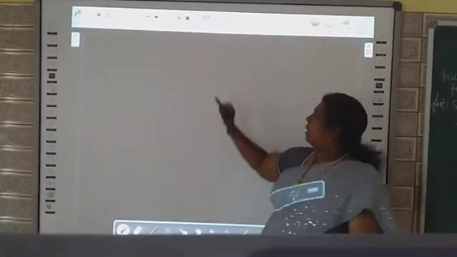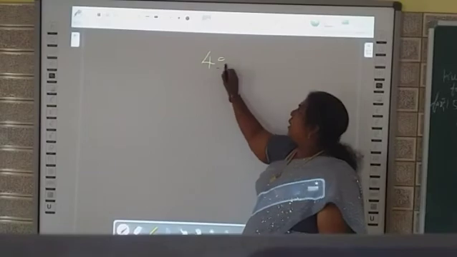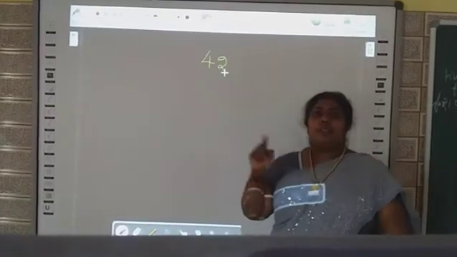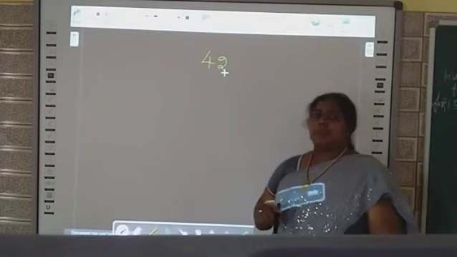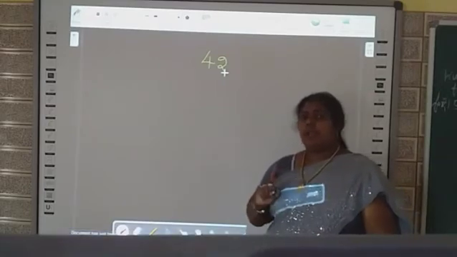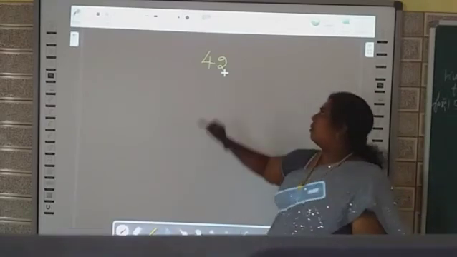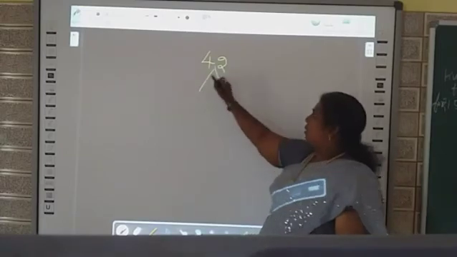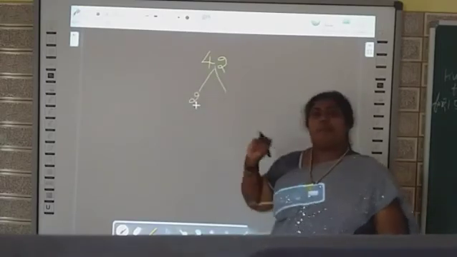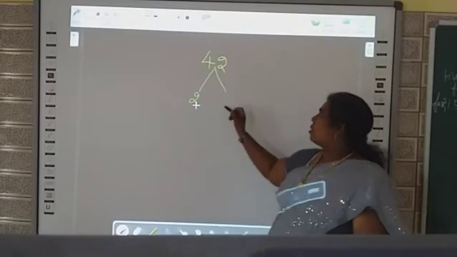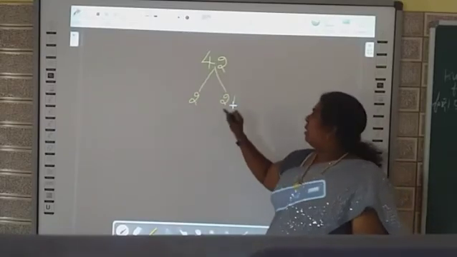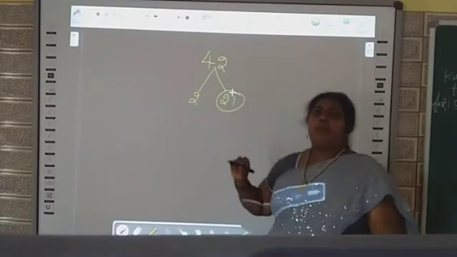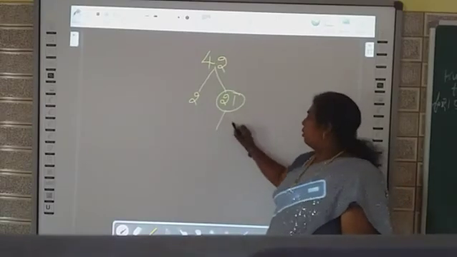See tree method, for example, the number is 42. So here we are going to use only prime numbers. Prime numbers means the number is divisible by 1 and the number itself. So first we can use the prime number 2, right? Second table, 2 times 21 is 42, isn't it? So now 21.